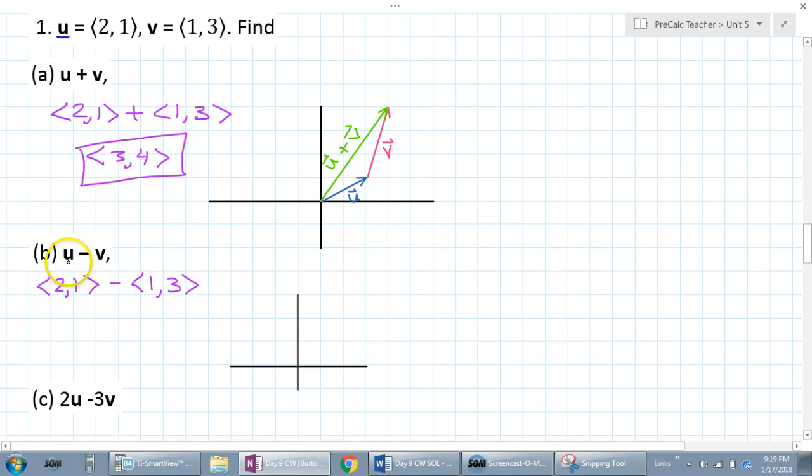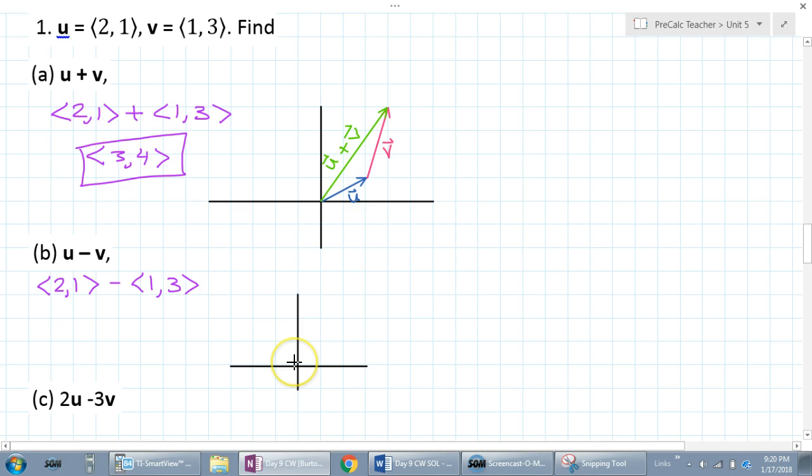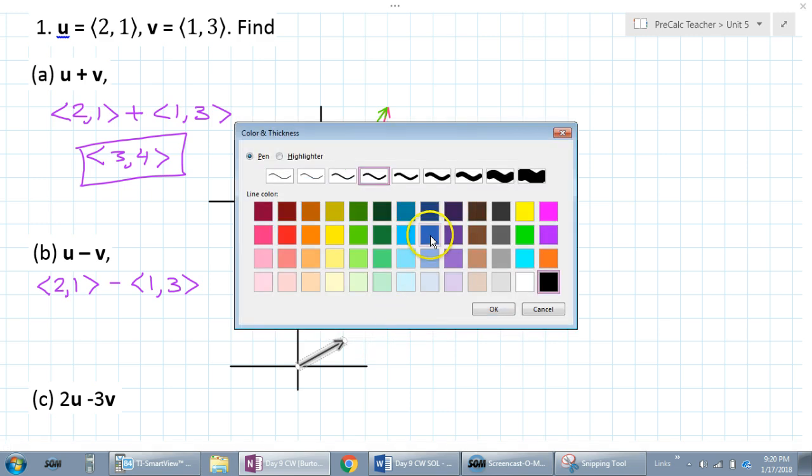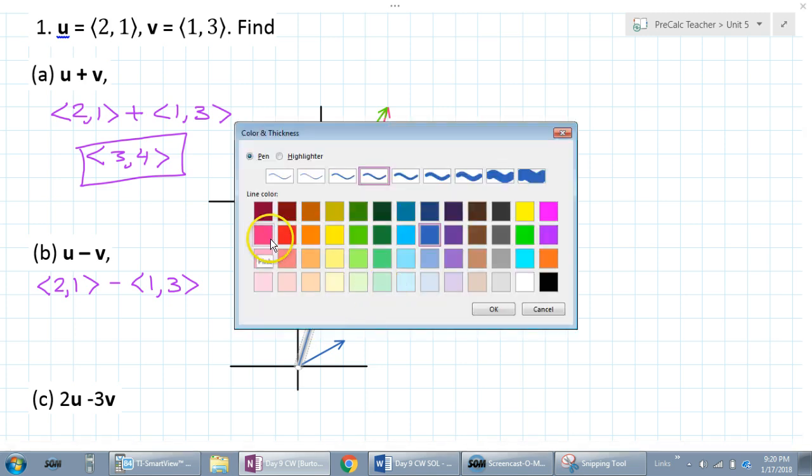Now for part B, we're going to subtract u minus v. So again, let's start by graphing vector u, which is 2, 1. So in standard position, I'm going to go over 2, up 1, and I'm going to make it blue. Now when you subtract, one method is to put both vectors in standard position. So that's what I'm going to do. Vector v, standard position, so from the origin, and I'm going to go right 1, up 3. So that would be right here. I'll make this one pink.